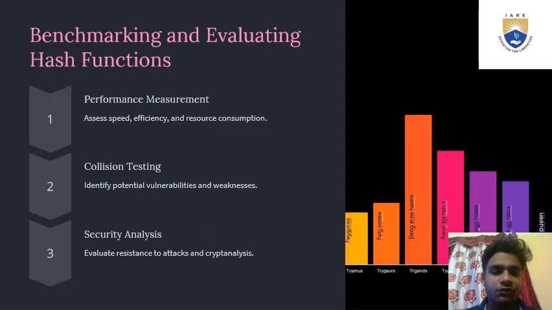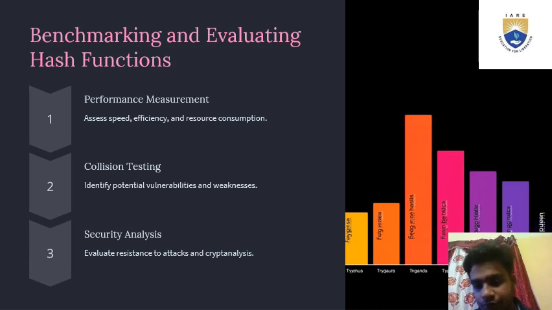benchmarking and evaluating hash functions. On the right side graph, you can see they are benchmarking and evaluating hash functions. The first one is performance measurement: access speed, efficiency, and resource consumption. The second one, collision testing: identify potential vulnerabilities and weaknesses. Next one is security analysis: evaluate resistance to attacks and cryptanalysis.